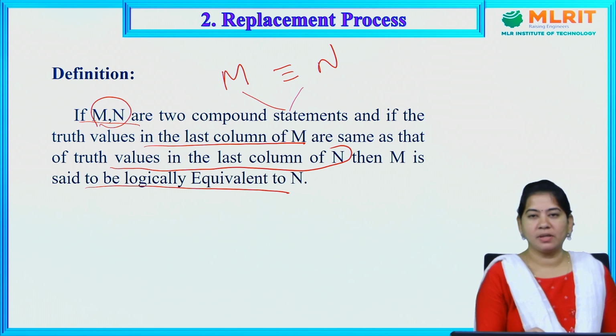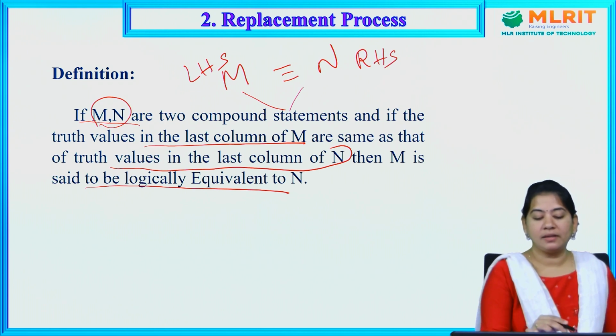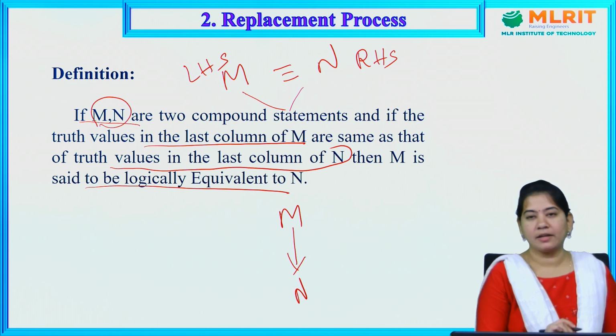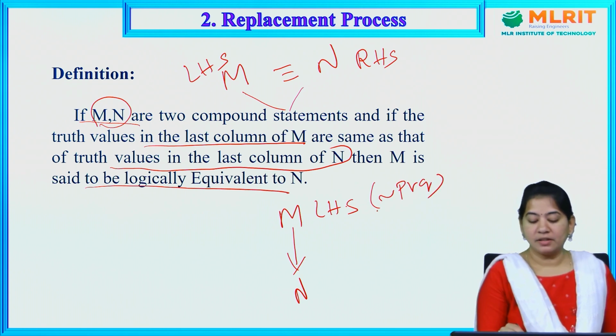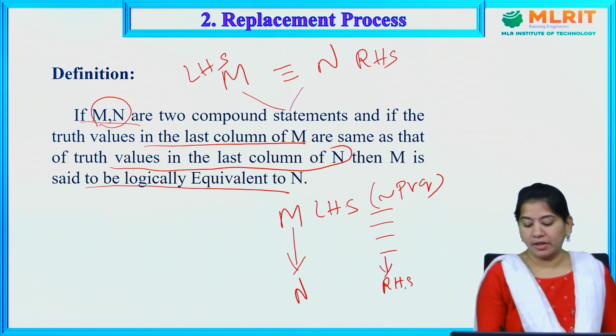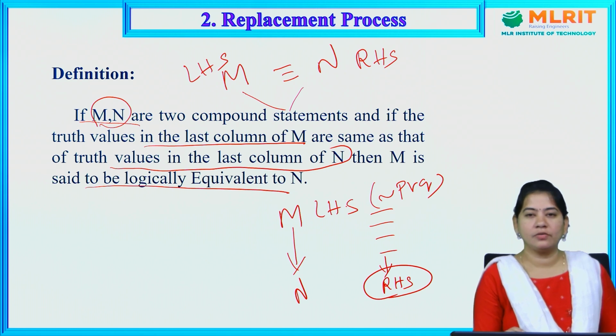So in the replacement process, how can you solve this? We will consider m as the LHS and the second one as the RHS. We first consider the LHS and keep solving until we get the RHS. Let us suppose the LHS is a compound statement, negation of P or Q. You have to solve it using the laws of logic that you need to memorize, until you reach the RHS. This is the replacement process. Before solving problems, let us first see the laws of logic formulas.